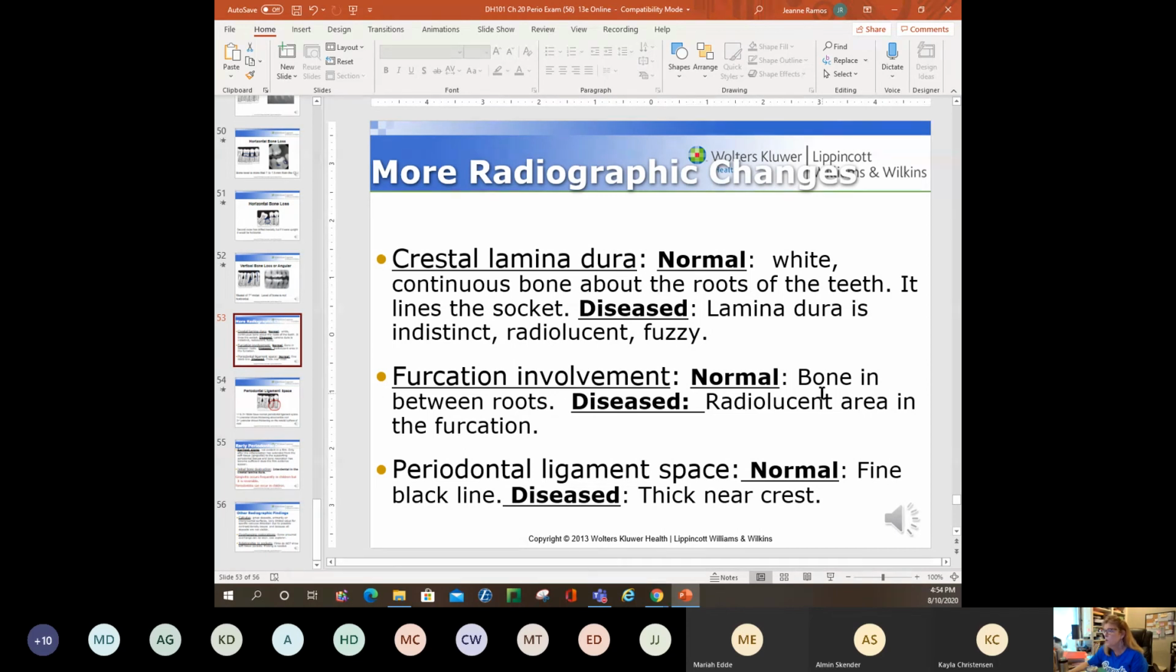So furcation, a normal furcation bone is between those roots. And if it's diseased, it's going to have a radiolucent area in the furcation on films. So the periodontal ligament space, if it's normal, it's a real fine line around the tooth. If it's diseased, it's very thick near the crest.